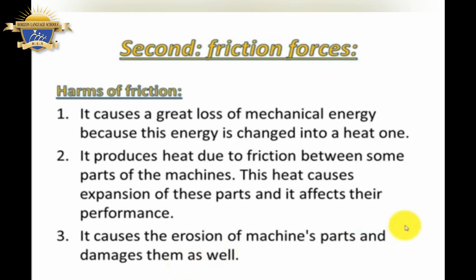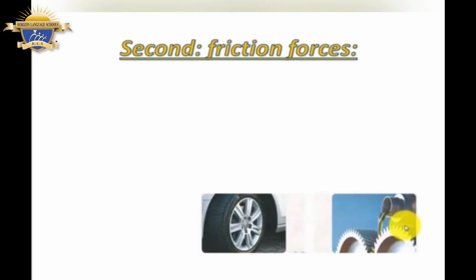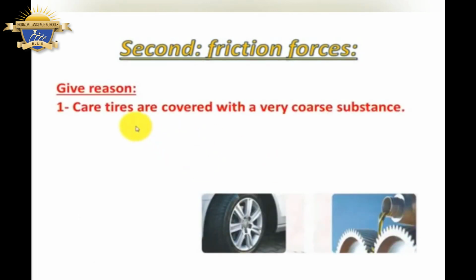There are some important give-reason questions at this point. Give reason: car tires are covered with a very coarse substance. The tire is not smooth, but has a coarse substance.